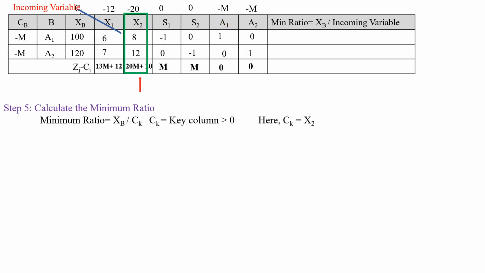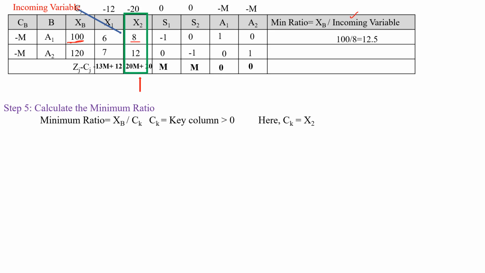Next step is to calculate the minimum ratio of the XB divided by the coefficient of the incoming variable. Here x2 is the incoming variable. So first, to calculate the ratio of XB divided by the coefficient of the incoming variable for the first row: for the first row, XB value is 100 and the coefficient of the incoming variable is 8, then 100 by 8.